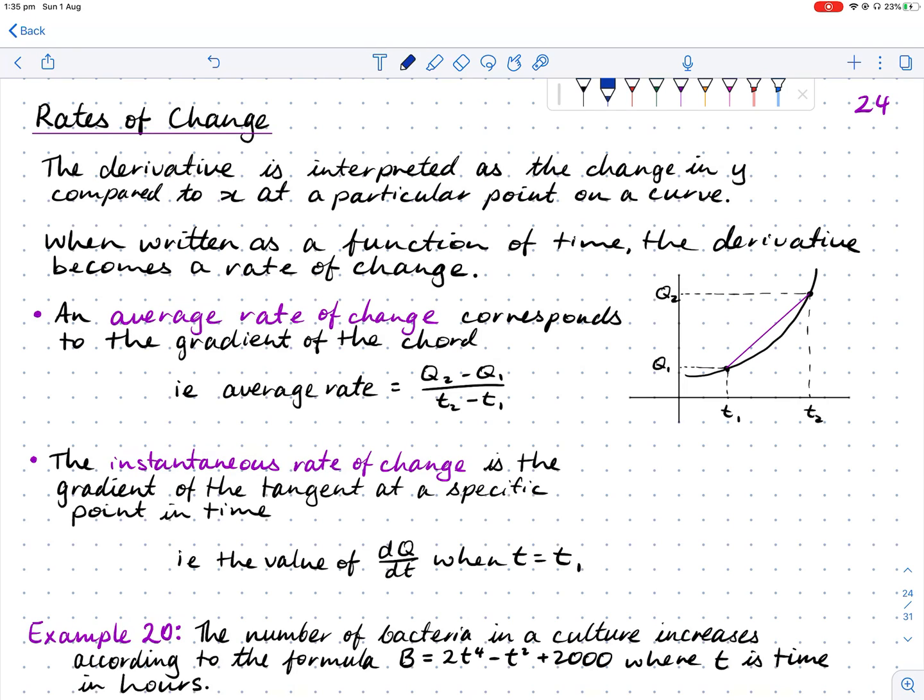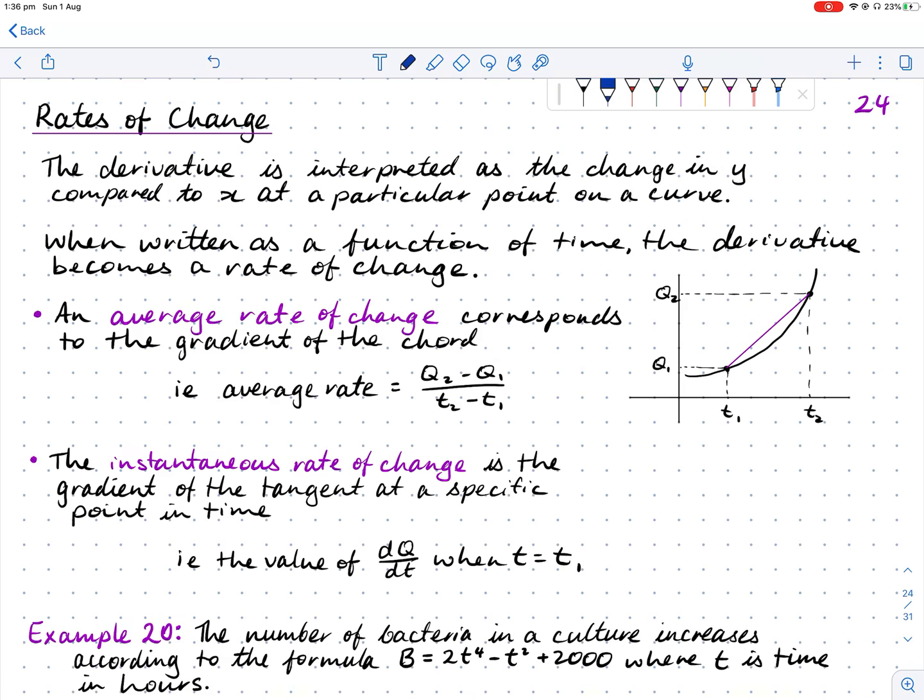So far, we've looked at the derivative as being a rate of change in y and x. So we've been looking at gradients of certain curves. What we can also do is, when we're writing an equation with respect to time, so we're looking at how something is changing with time, then when we work out the derivative, it becomes a rate of change. So say, for example, if we graph the distance compared to time, then that would be a calculation of speed.